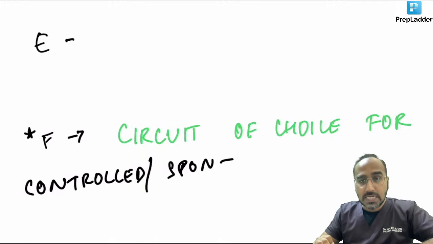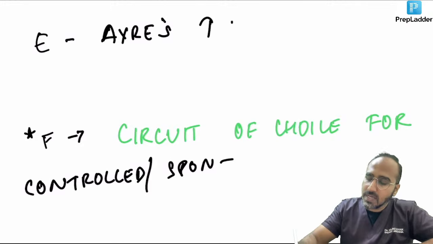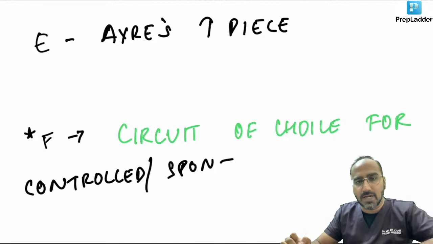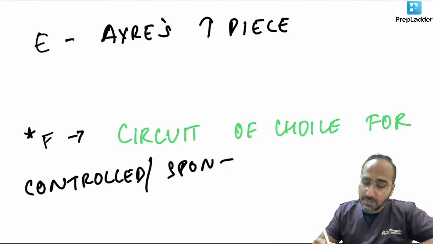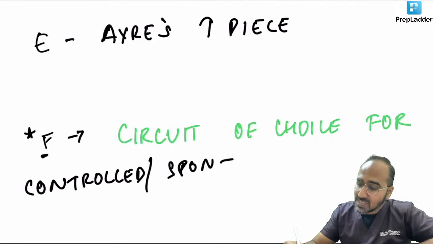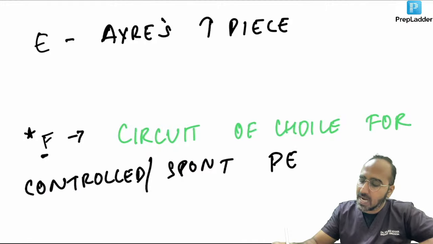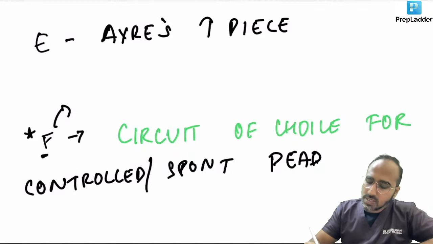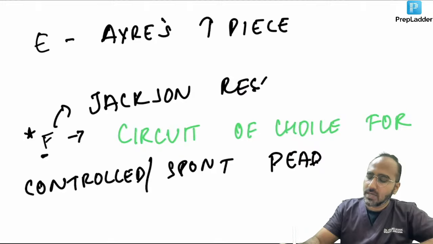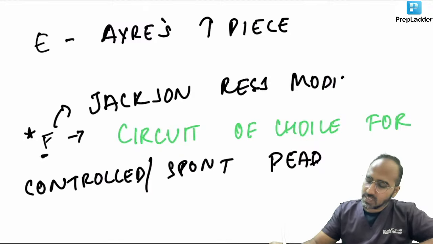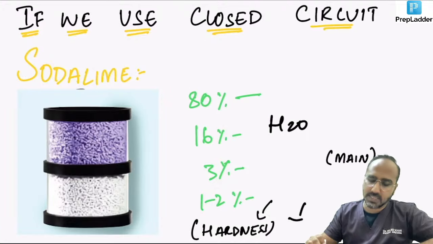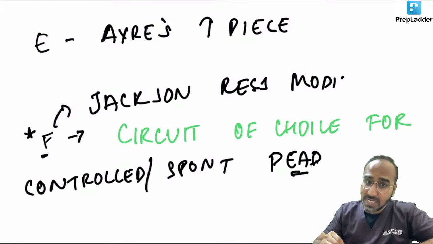Then came the Mapleson E circuit. Mapleson E circuit is also called Ayre's T-piece, a very much incomplete circuit, bagless and valveless, used for weaning of the patient from the ventilator. Then came the Mapleson F circuit, which is regarded as the circuit of choice for controlled as well as spontaneous ventilation in pediatrics. The other name for this circuit is Jackson-Rees modification. This is the circuit of choice for controlled as well as spontaneous ventilation in pediatrics. Okay, that was regarding semi-closed circuits.